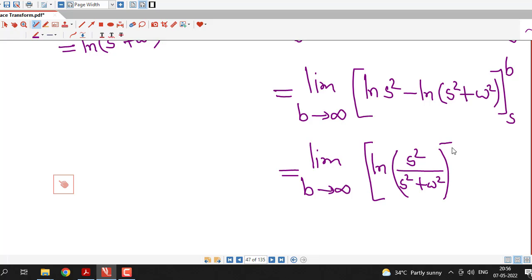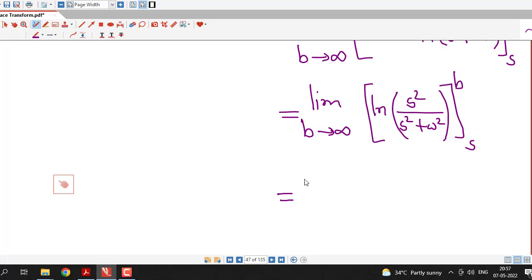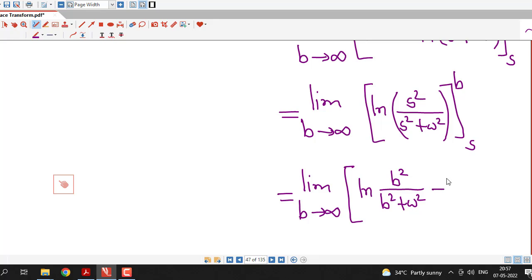Limits are from s to b. So first we consider the upper limit, and then the lower limit is s itself. So for the upper limit we will put s equal to b, and we have log of b square divided by b square plus omega square, minus the lower limit as it is, s square divided by s square plus omega square, and we write it in the bracket. So this is upper limit minus lower limit.